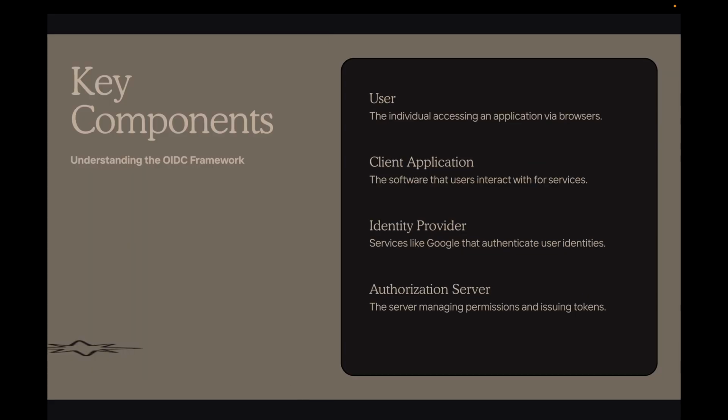Let's identify the main components involved in OIDC. First, we have the user, usually through a browser or mobile app. Then we have the client application. Next is the identity provider like Google, Okta, or Auth0. And finally, we have tokens which securely carry information. Each component has a clearly defined role.